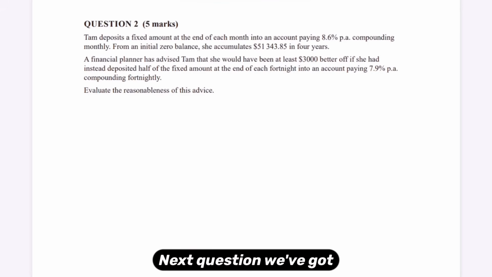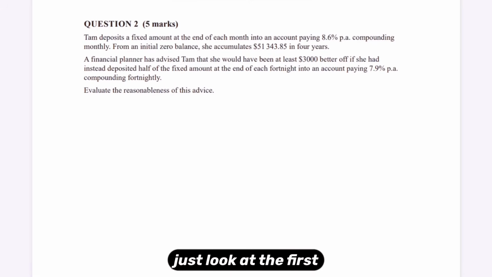Next question, we've got Tam deposits a fixed amount at the end of each month into an account paying 8.6% compounding monthly. From an initial balance of zero, she accumulates $51,343.85 in 4 years. A financial planner has advised Tam that she would have been at least $3,000 better off if she had instead deposited half of the fixed amount at the end of each fortnight into an account paying 7.9% compounding fortnightly. All right, there's a lot going on there.